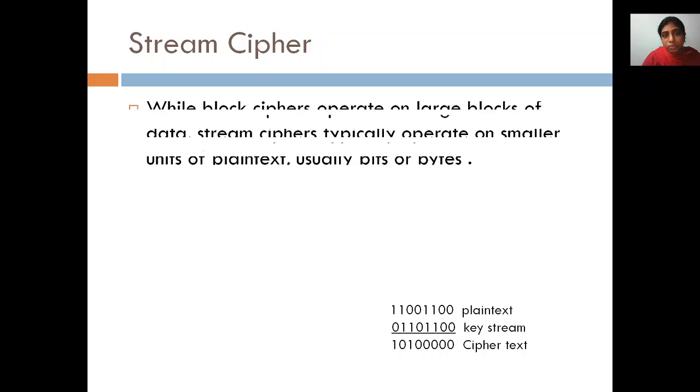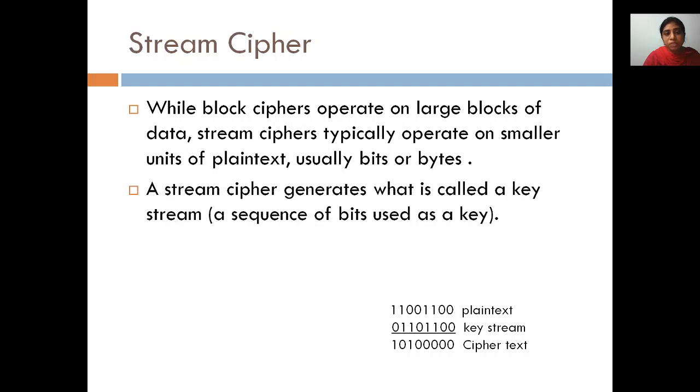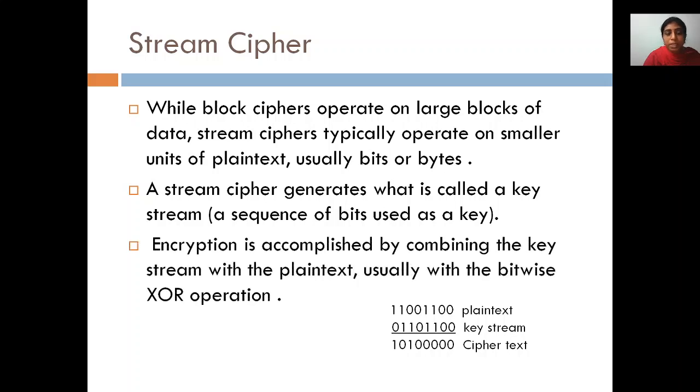So what is meant by a stream cipher? Unlike the large blocks of a block cipher, we evaluate the plain text using bit by bit operation or byte by byte operation. While a block cipher operates on large blocks of data, a stream cipher typically operates on smaller units of plain text, usually bits or bytes. A stream cipher generates what is called a key stream, a sequence of bits that is used as a key. Encryption is accomplished by combining the key stream with the plain text, usually with a bitwise XOR operation.